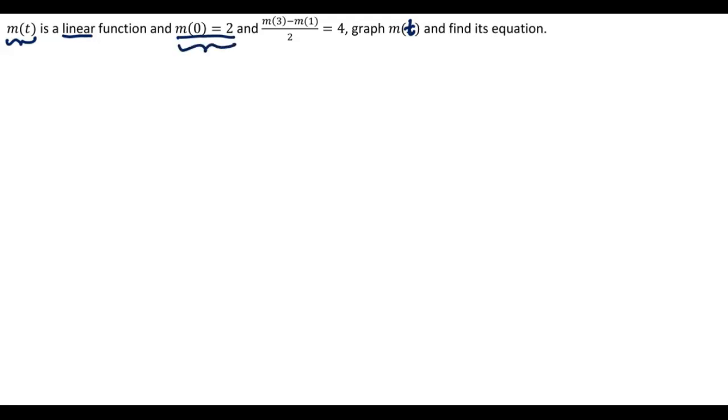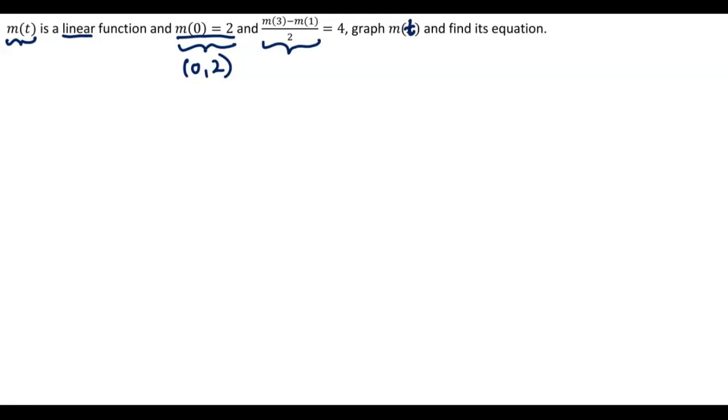So as soon as I see that, and this is really the big thing that this section's all about, is when you see that, how you read it off to yourself. So I say, oh, okay, so I know it goes through the point (0, 2). I know when I input 0, it outputs 2. This is a lot trickier. m of 3 minus m of 1, divided by 2, equals 4.